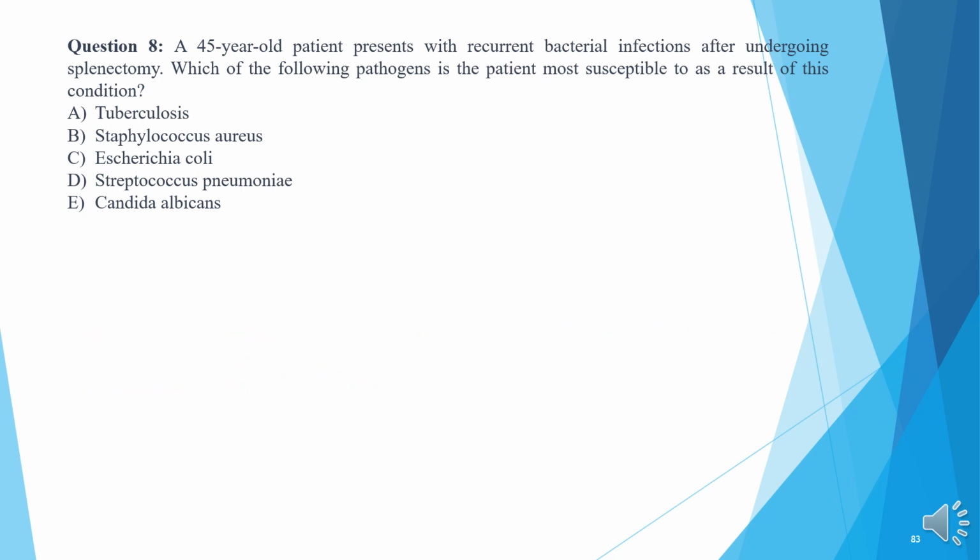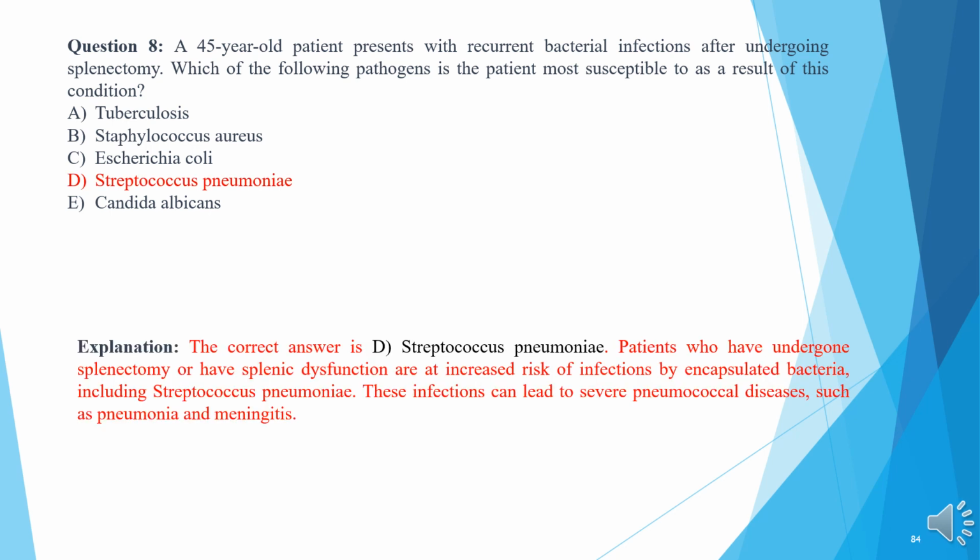Question 8. A 45-year-old patient presents with recurrent bacterial infections after undergoing splenectomy. Which of the following pathogens is the patient most susceptible to as a result of this condition? A. Tuberculosis. B. Staphylococcus aureus. C. Escherichia coli. D. Streptococcus pneumoniae. E. Candida albicans. The answer is D.